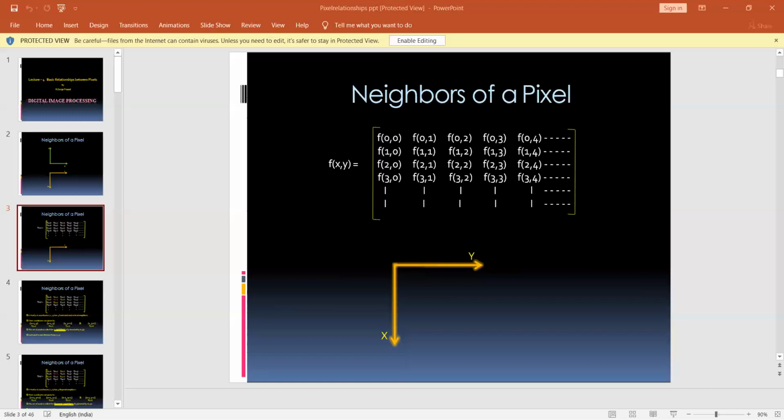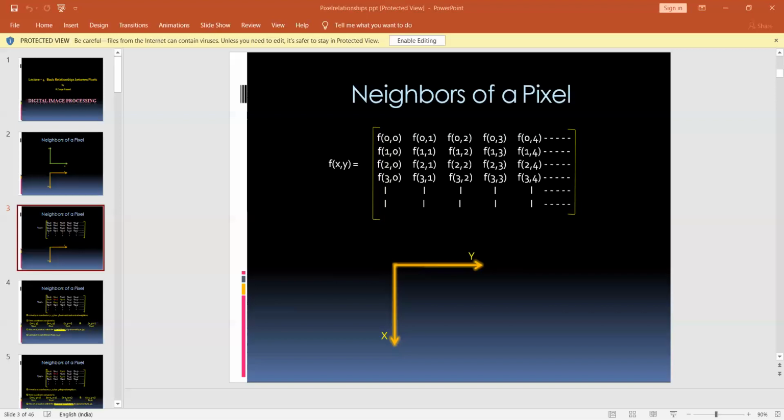Next, again for the reference pixel f of 1 comma 1, these four yellow color pixels act as neighboring pixels of that reference pixel. In the previous case, there were 4 neighboring pixels: 2 pixels along the row and 2 pixels along the column. But in this case, there are 4 neighboring pixels along the diagonal: 0,2; 2,0; 0,0; 2,2. These 4 diagonal neighboring pixels are said to be ND of P, where N is neighbor, D is diagonal, and P is the reference pixel.